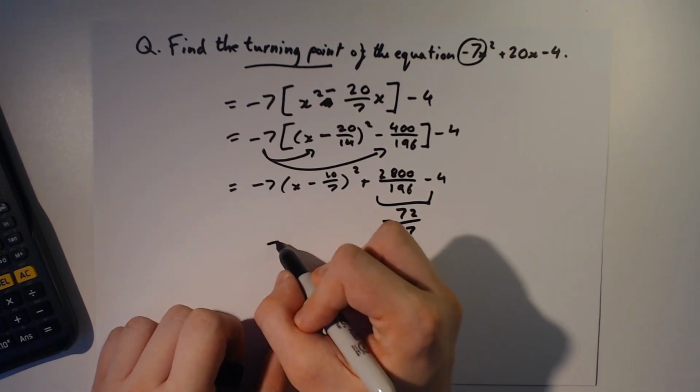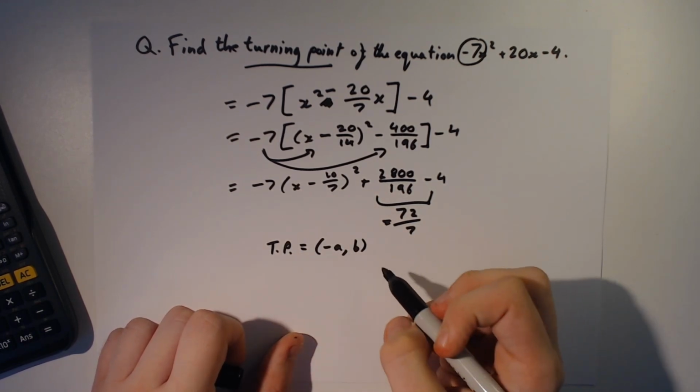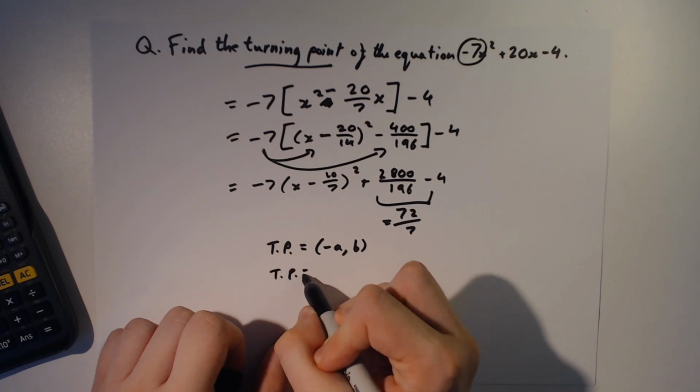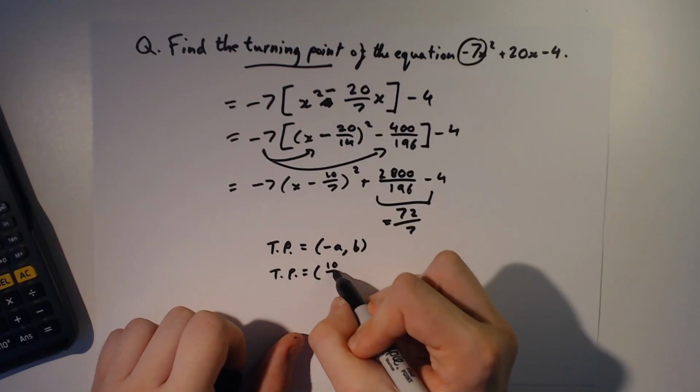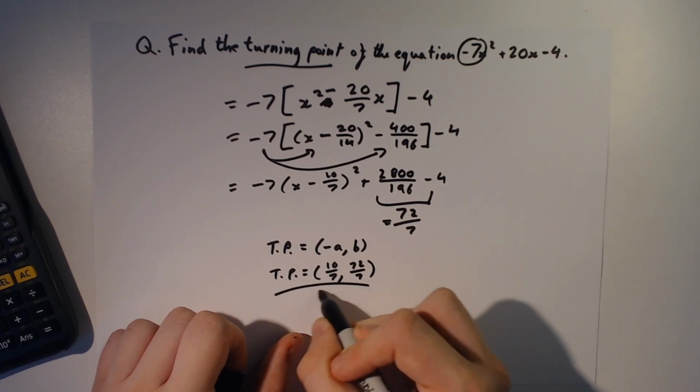So from this we can say the turning point is equal to minus a, b. Therefore the turning point is equal to 10 over 7, 72 over 7. And that's your answer.